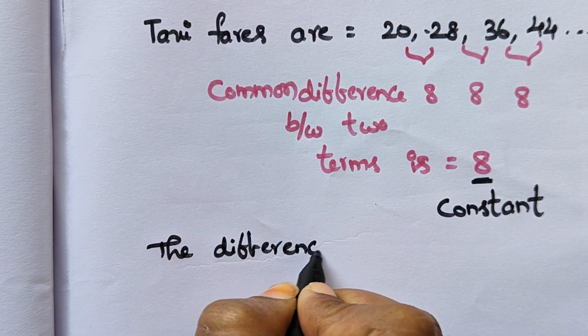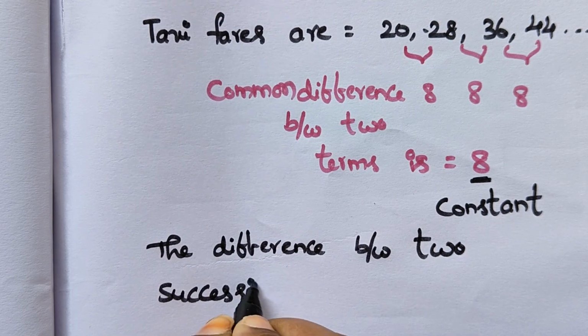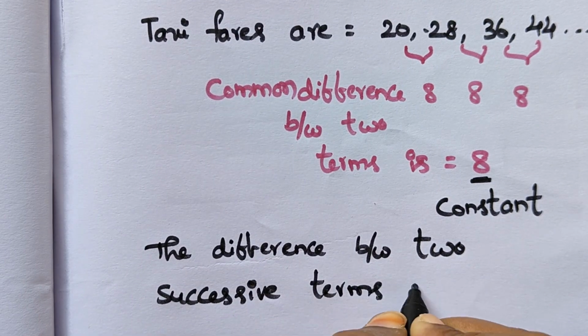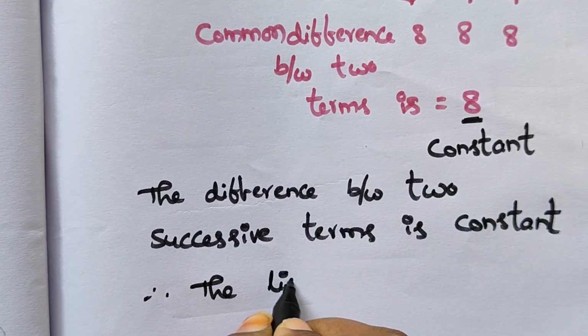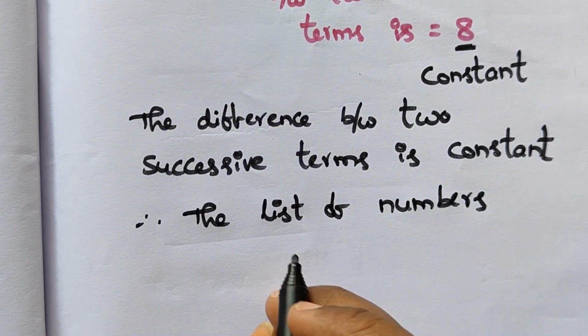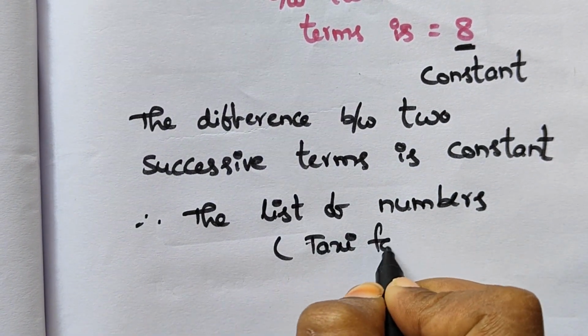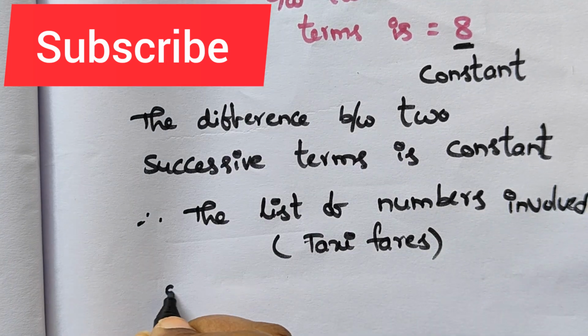The difference is common. The difference is fixed number between two successive terms. Then the list of taxi fares forms an arithmetic progression. Are you understood or not? There is only one key point. The difference is same between two successive terms. That's why the list forms an arithmetic progression.